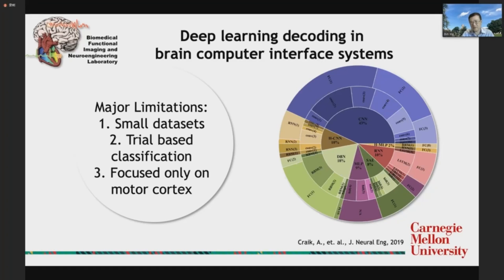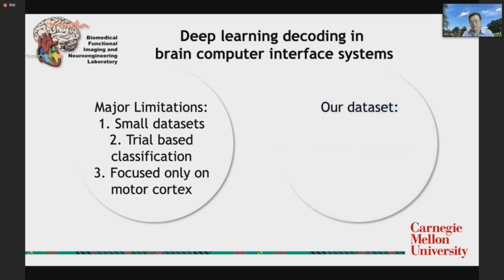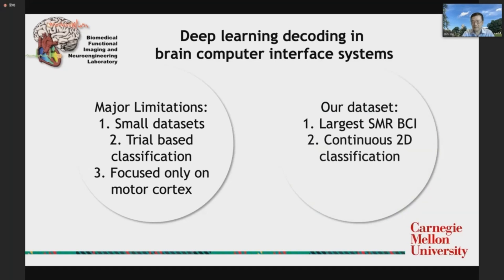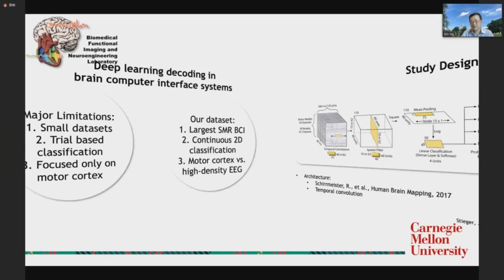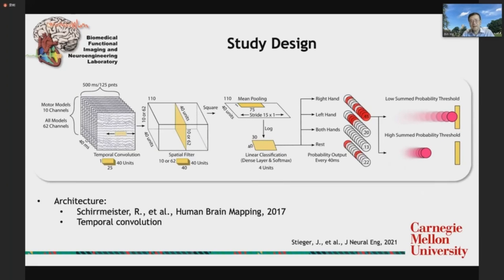Now, while these works are all very interesting, before we conducted the work here, we analyzed this existing literature and found that most of these published works were tested using small data sets. It's trial-based classification, and it's focused only on the motor cortex. Because of that, and because we do have one of the largest SMR BCI databases to our knowledge, and it's also continuous classification. It's not just motor cortex alone, but we recorded the entire scalp with high-density EEG. So with that, we performed a study.